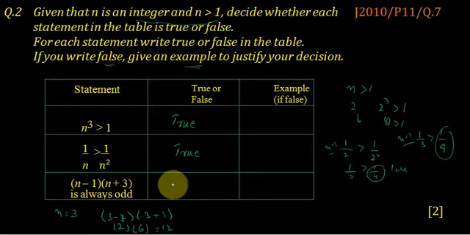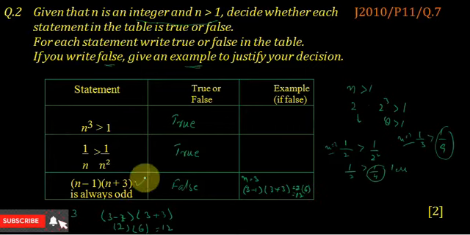So, we can write false, and the example may be n is equal to 3, it becomes 3 minus 1 and 3 plus 3. So, it becomes 2 multiplied by 6, it is 12. 12 is not an odd number, it is an even number. So, this statement is false.